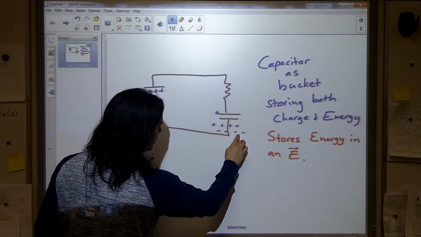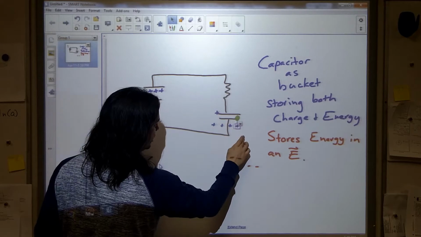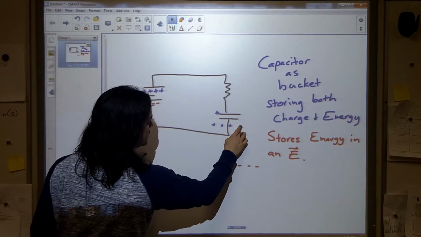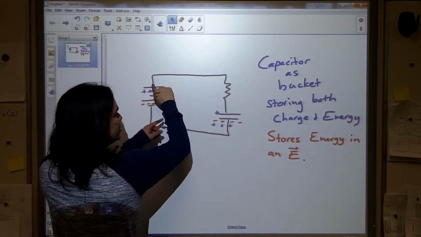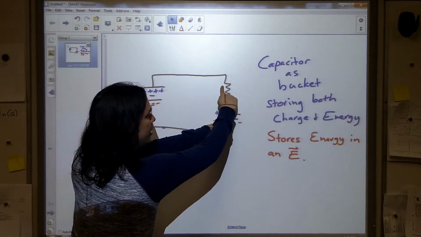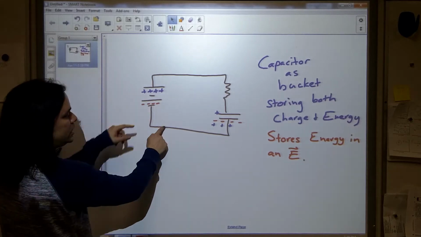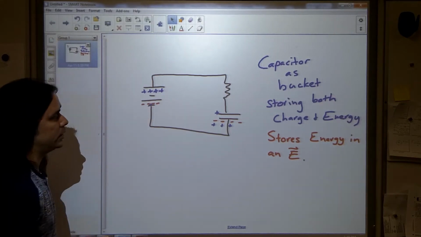is it takes and pushes one of the positives away over here. So as this one comes in here, another positive is pushed out over here and makes its way over to the battery.